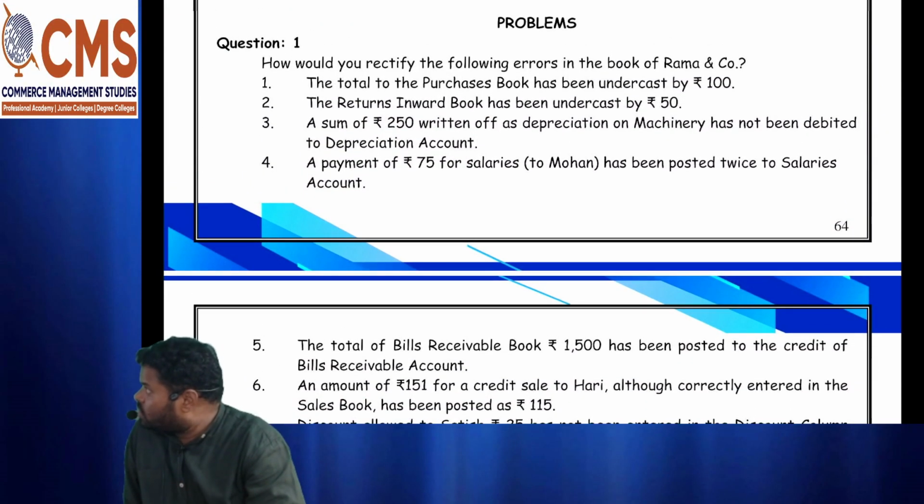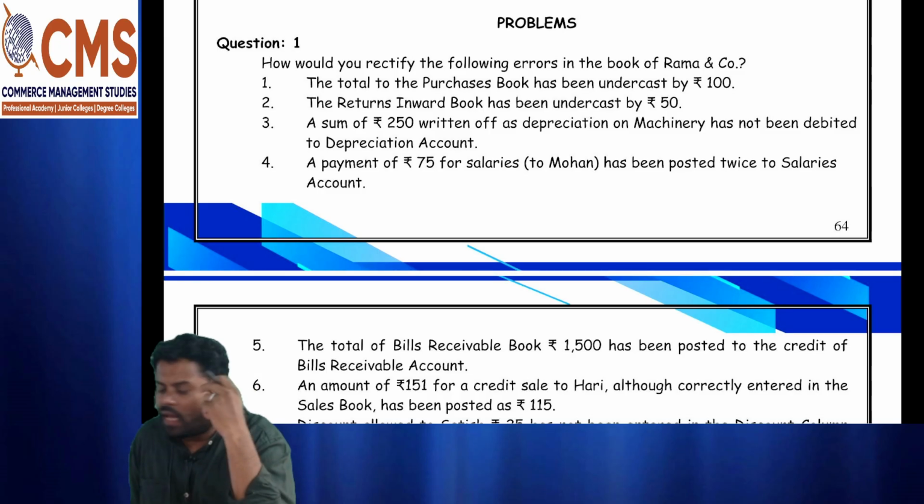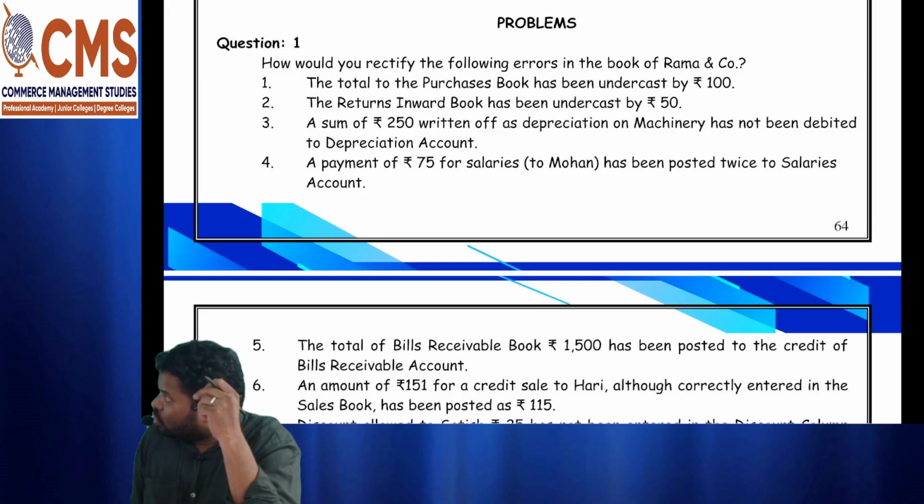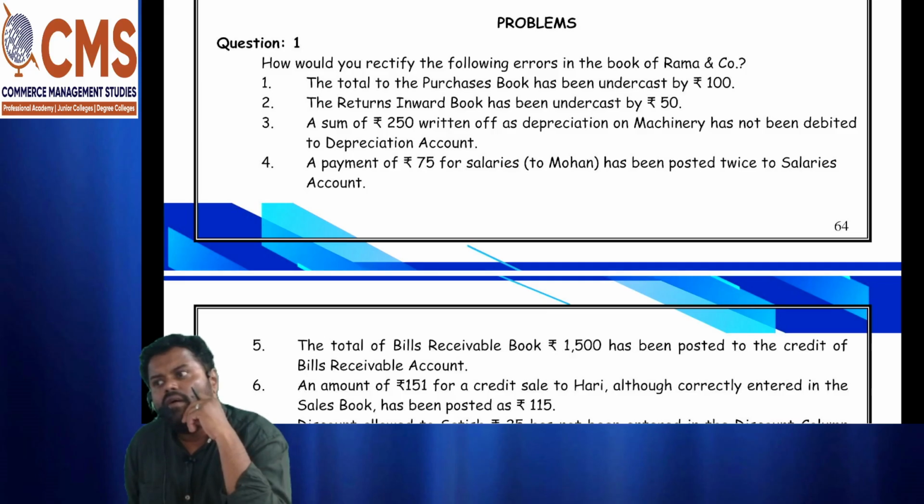Now let's understand this problem first. Focus on this chapter. How would you rectify the following errors in the books of Rama and Co? So they are into a partnership business. The total of the purchase book has been undercasted by 100. What is the nature of error here? Error of commission. Account is correct, side is correct, everything went wrong.